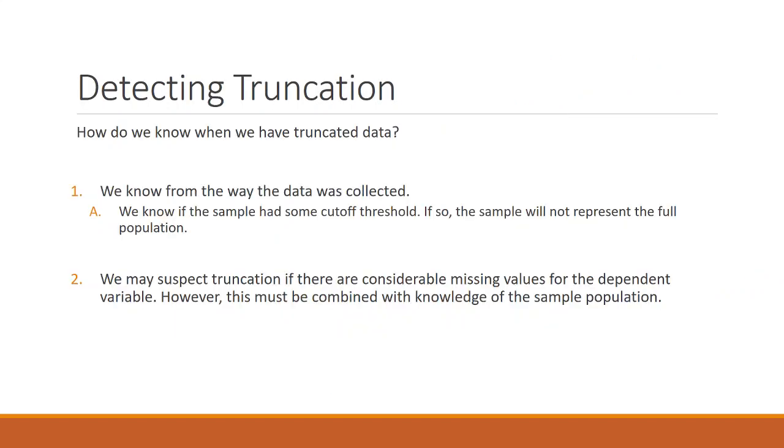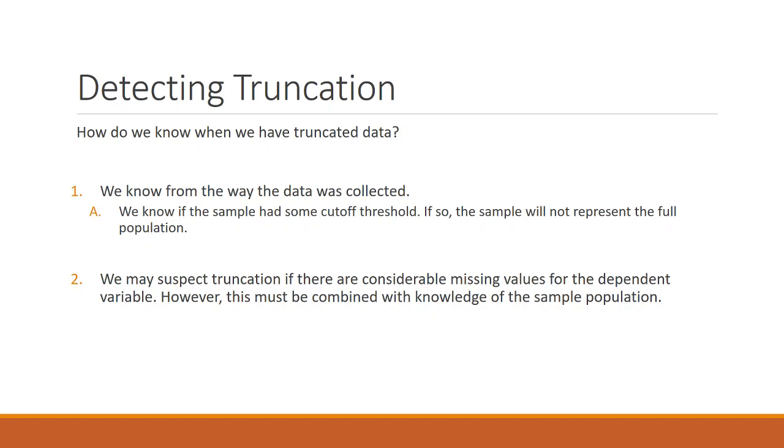All right, so detecting truncation. How do we know we have it? The most important thing is that we need to think about the way the data was collected. We need to understand the sample that we collected the data from. Was our data collected from some subset of the total population, not the whole? Is our sample data representative of the whole population, or is it representative of some subset of the population? Because if it's representative of the subset, there might be some cutoff.